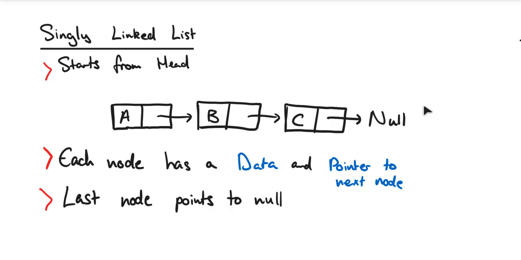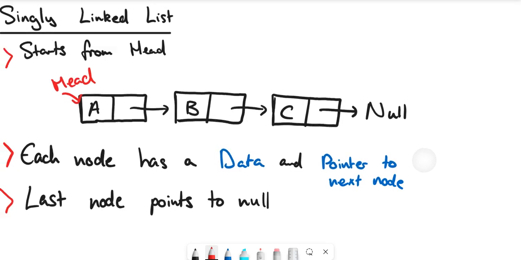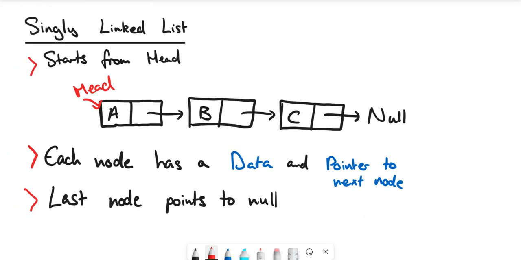Each node in this list has two components: the actual data and its pointer. The list starts with a special pointer called a head, which is this thing here. Every node points to the one after it, and the last node points to null, meaning it's the end of the list. In a singly linked list, you can only traverse forward, and there's no way to move backward unless you create a more advanced structure, like a doubly linked list. So to recap, it starts from the head, each node has data and a pointer to the next node, and the last node points to null.